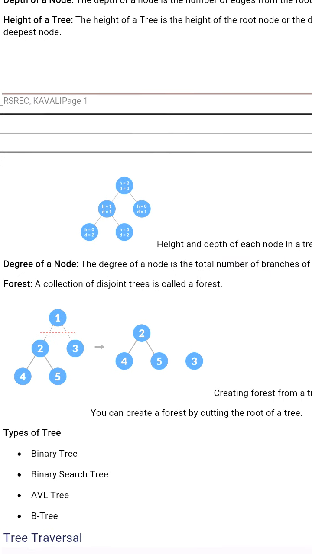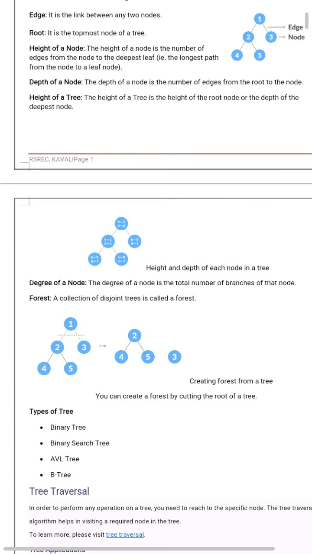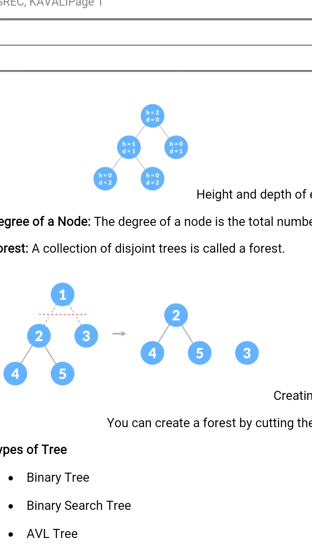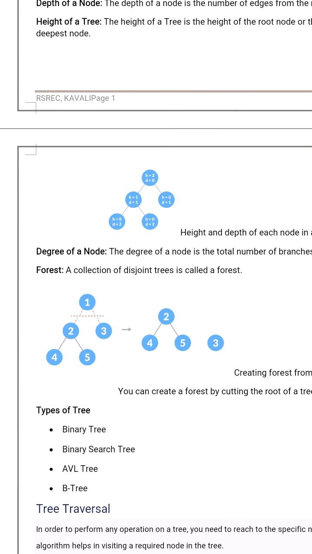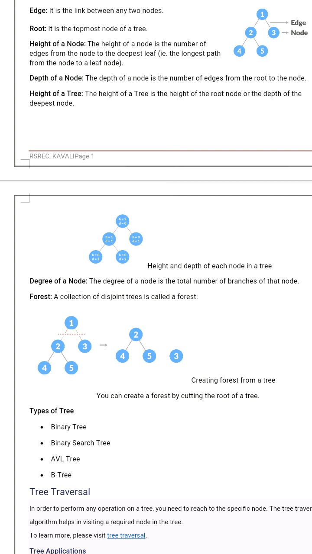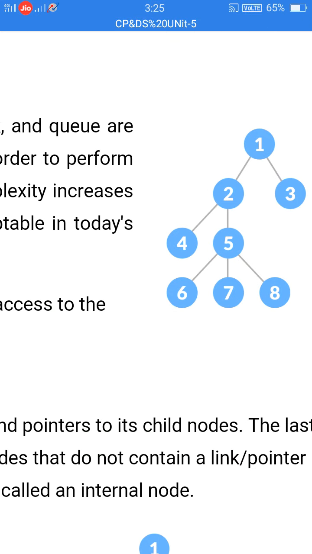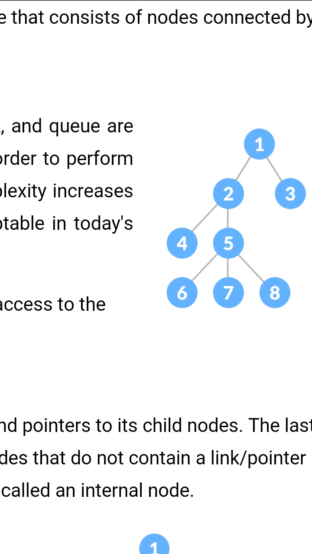Okay, next degree of a node. The degree of a node is the total number of branches of that node. Suppose see this example. Here the degree of 1 is 2. That means the total number of branches: 2, 4, 5 is one branch and 3 is another branch. In our above example, the degree of 5 is 3. That means there are 3 children.